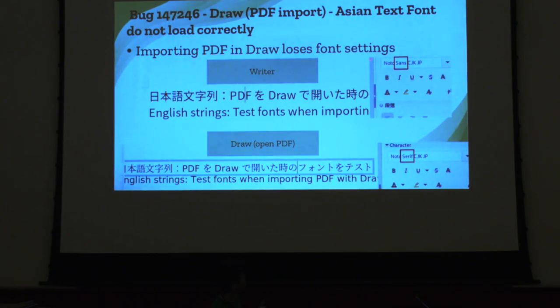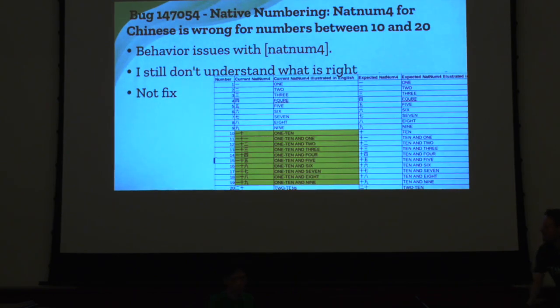Another case is importing a PDF file in Draw. This is the original, not Sans CJK, but the imported type is not safe. So it's a lost font setting problem. In another case, this is Chinese, but maybe the same in Japanese, this is a numbering problem. Only yellow, this is not correct, it's a problem. Other is okay. Please check the fallback. I don't know what is right.